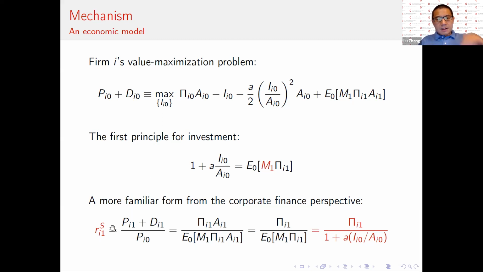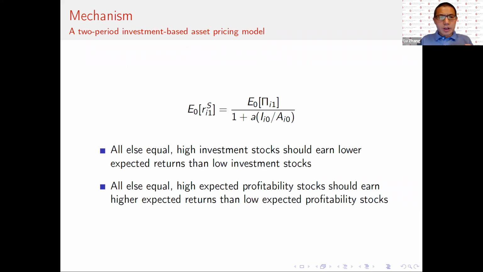So the bottom line is that you have stock return equals profitability divided by marginal cost of investment. And this formulation turns out to be quite powerful empirically. In particular, if we take expectation on both sides, we get discount rate, or expected return, equals expected profitability divided by marginal cost of investment, right? So if I replace the expected return with the denominator on the right-hand side, I have marginal cost of investment equals expected profitability, or expected cash flow, divided by the discount rate, okay?